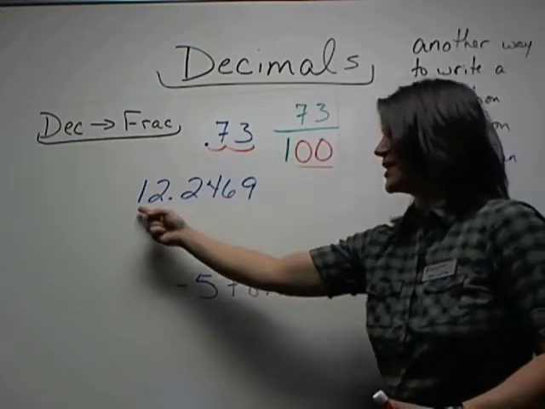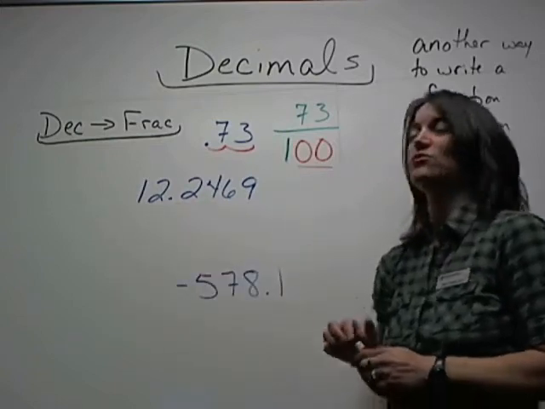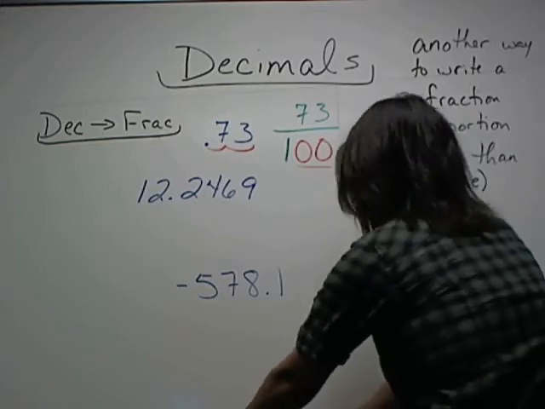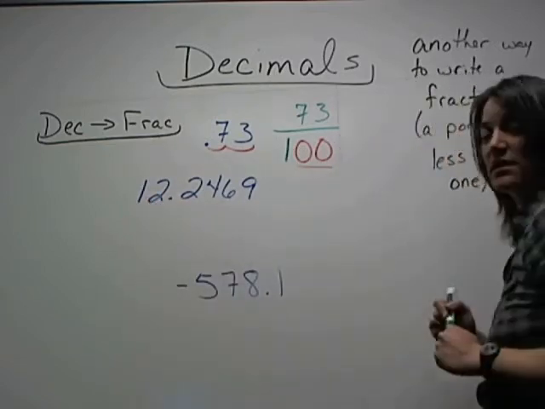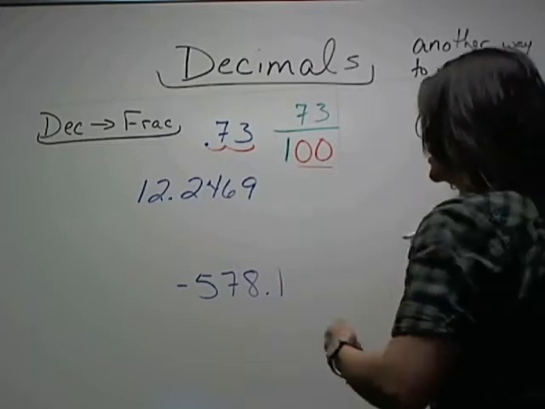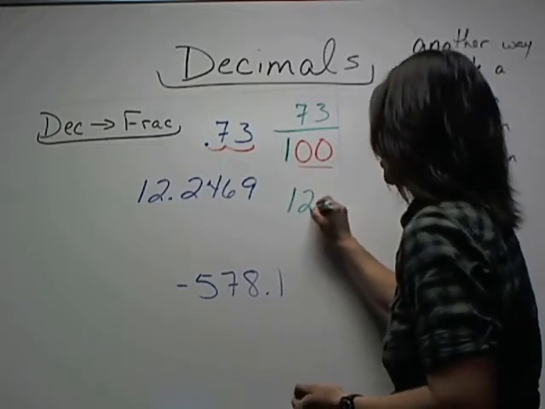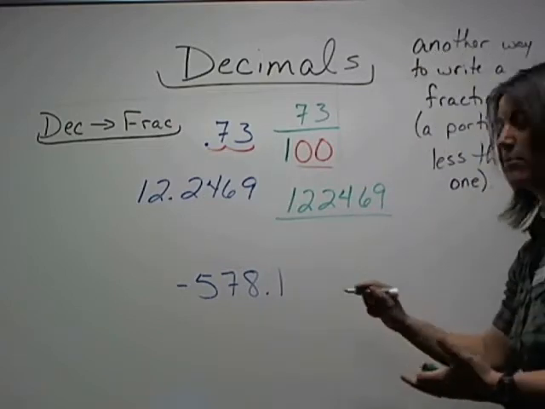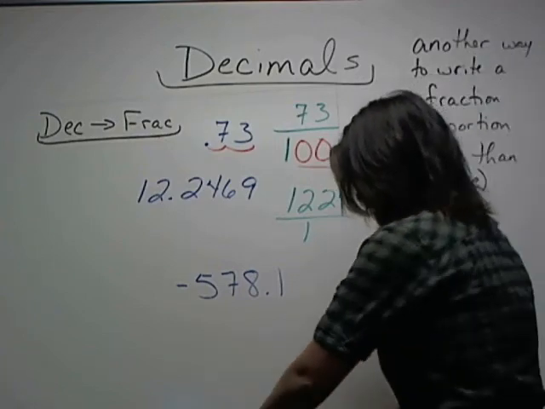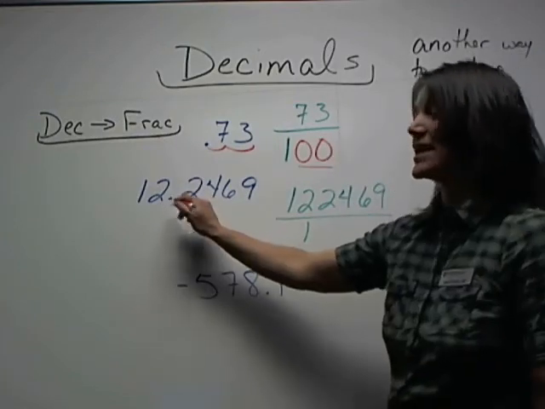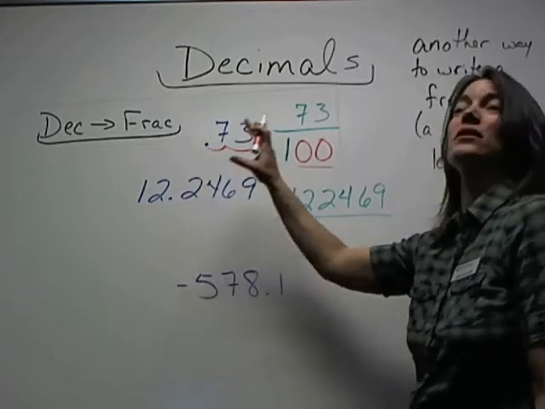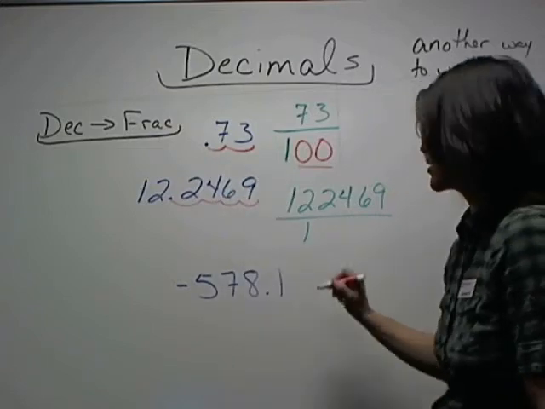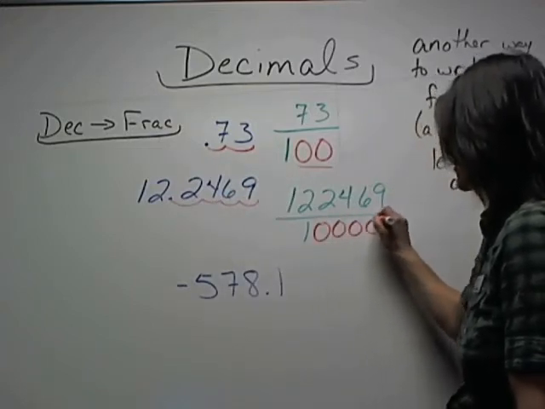Let's do another one. What if I had a whole number in front? So this is 12.2469. Once again, I start off by putting this entire number, without the decimal point, as my numerator. So I have 1, 2, 2, 4, 6, 9 as my top number. On the bottom, I start with a 1, and then I need to find out how many zeros would go after that. I count decimal places. Decimal places, once again, are only the numbers to the right of the decimal point. So it's 1, 2, 3, 4. So that's how many zeros I put after.